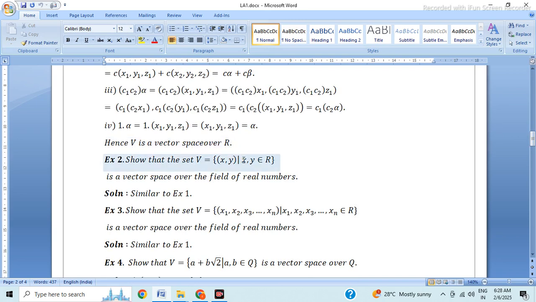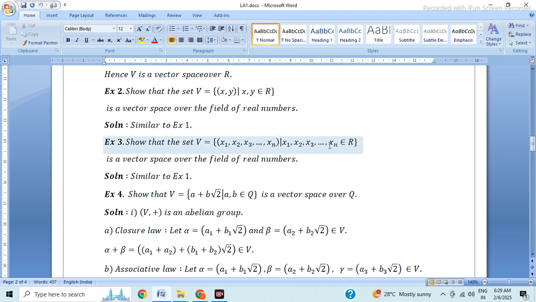Next one, what you have to attach in that Google Classroom: this example 2 and 3. Similarly, you should prove it and submit it in that Google Classroom. No need of submitting notes, but you should submit this example 2 and example 3. It is similar to our example 1 itself.